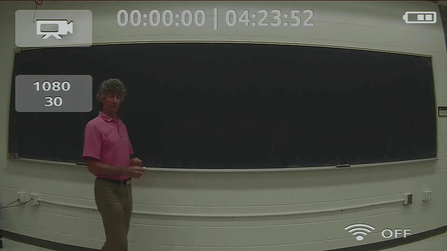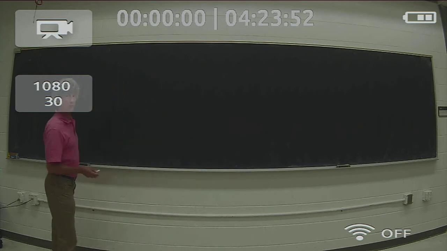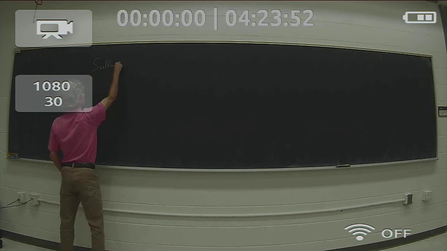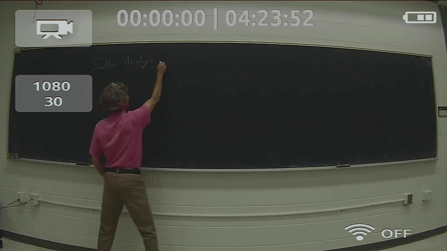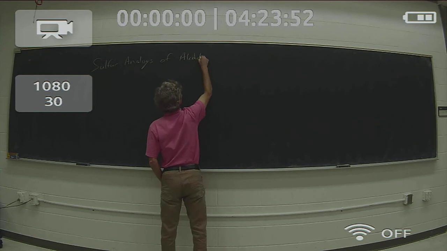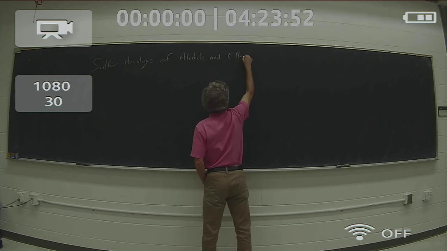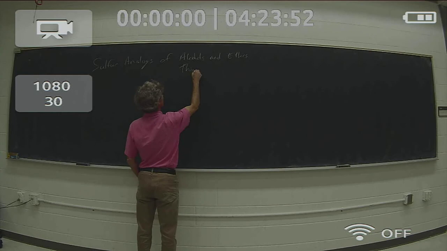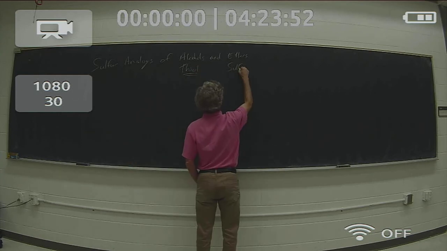The last topic in chapter 9 that we need to consider is the reaction of the sulfur analogs of alcohols and ethers. The sulfur analog of an alcohol is called a thiol, and the sulfur analog of an ether is called a sulfide.